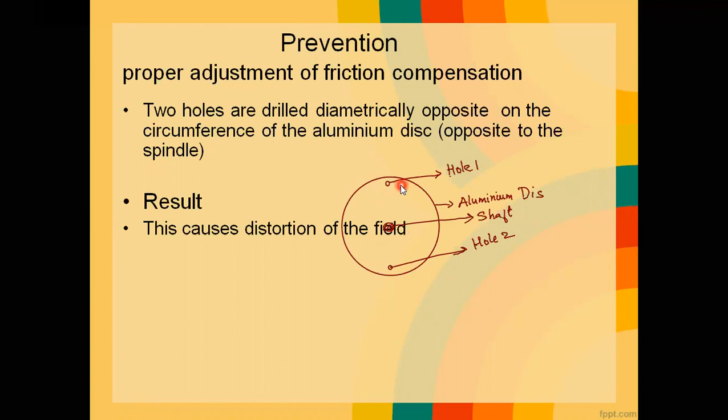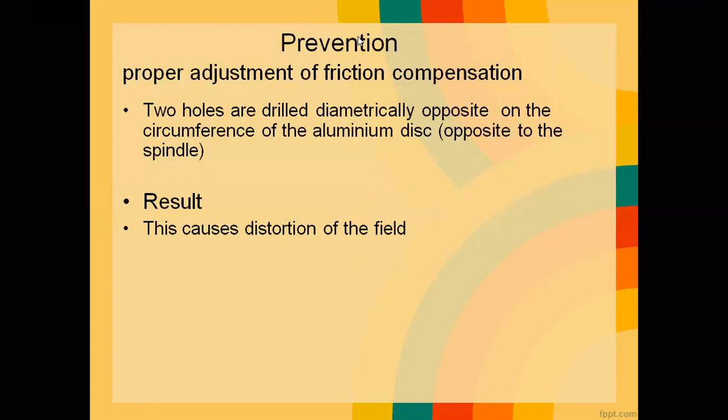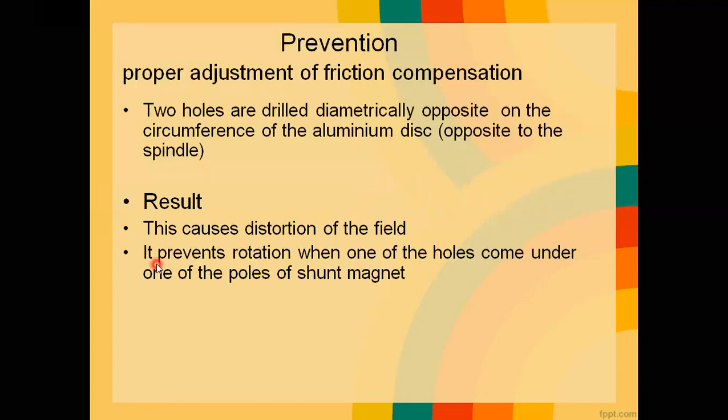In this hole, there won't be any eddy current flowing. So the field is not going to be the same as in a normal aluminum disc. So there is going to be distortion of the field. And hence we cannot have the slow movement of the aluminum disc because the field itself is not uniform. It prevents rotation when one of the holes comes under one of the poles of the shunt magnet.